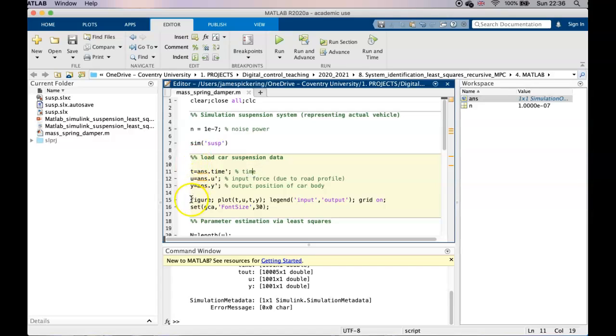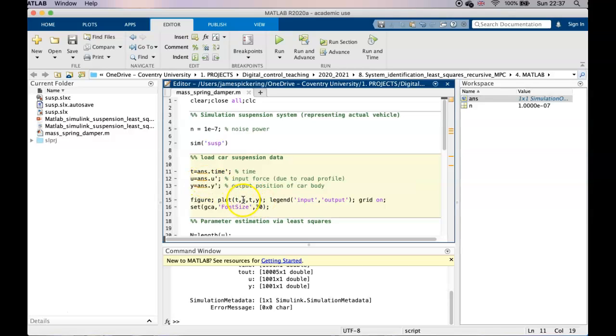Right, then what we're going to do is we are just now going to rename the files, so t, u, and y. So we're going to take ants.time, ants.u, and ants.y, and then convert them into t, u, and y, and then just plot them on a figure. So you can see here figure, so t against u, so these 2 data points here, and then t against y.